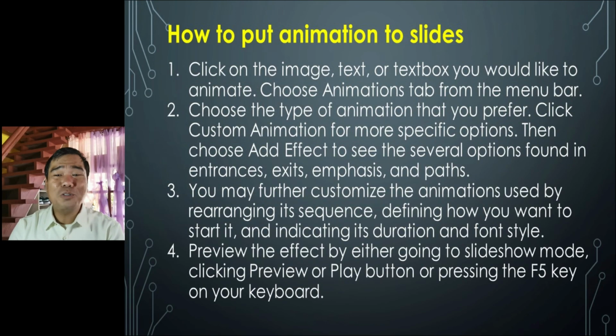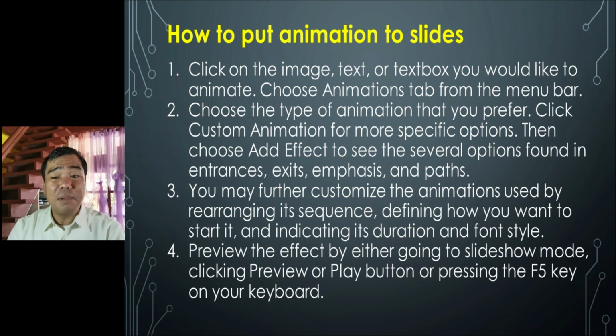Now, let's go to how to put animation to slide. This is very exciting, right? Number 1, click on the image, text, or text box you would like to animate. Choose Animations tab from the menu bar. Choose the types of animations that you prefer. Click Custom Animation for some specific options. Then choose the effect to see the several options found in the entrances, exits, emphasis, and paths.